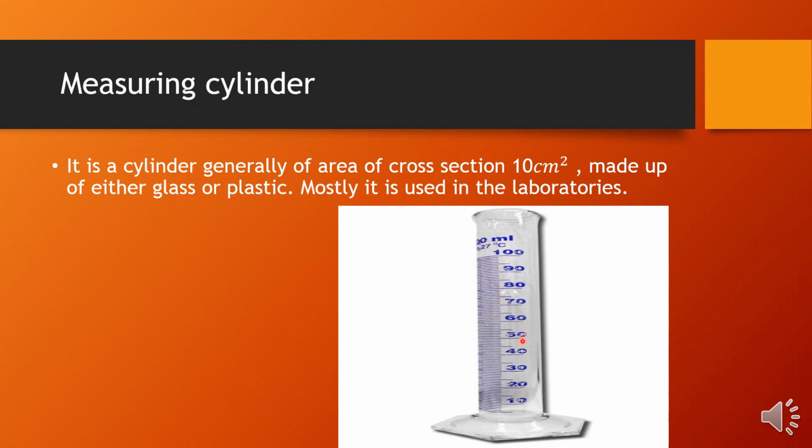So how do we use it? I have already told you. We wash it, then we dry it, and we pour the liquid in it. Suppose it comes up to 70, and we read it completely, keeping our eye straight in front of 70, and we note down the reading: the volume of the liquid is 70 ml.